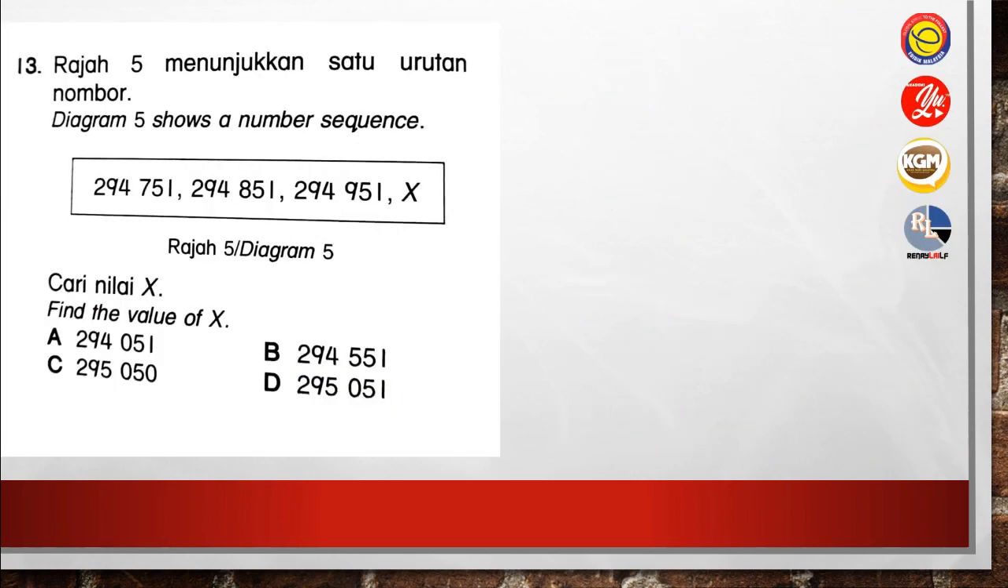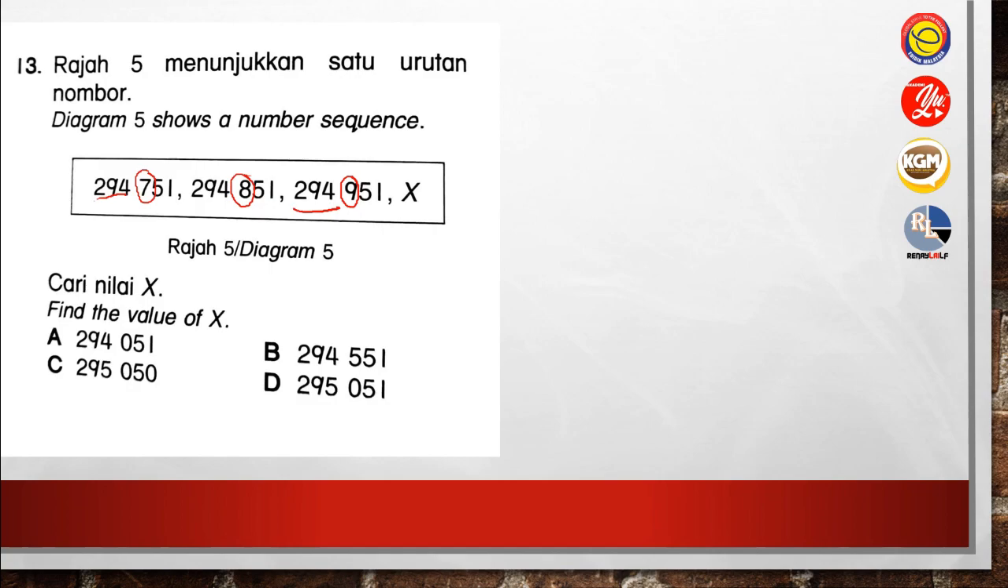Alright, let's look at number 13. Diagram 5 shows a number sequence. Find the value of x. Number sequence. Let's see what is the difference here. Alright, 294,000. Here is also 294,000. Here is also 294,000. Look at the fourth digit. Okay, the difference is here. Here is 7, here is 8, here is 9.